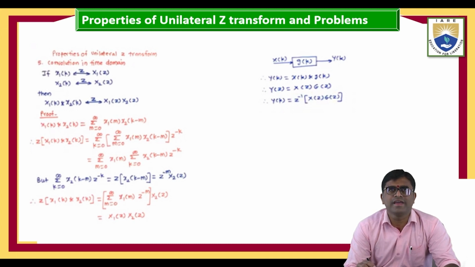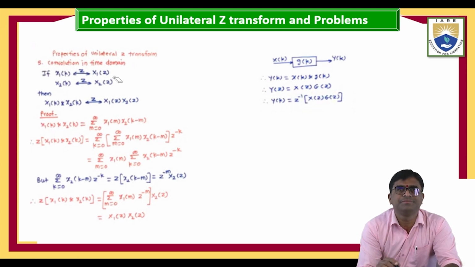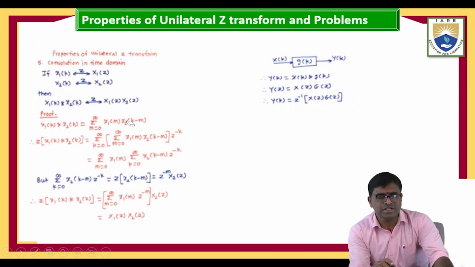In the case of time response analysis, that is time domain analysis, if you take x1 of k and apply the Z transform, it becomes x1 of z. Similarly, x2 of k becomes x2 of z. Then the convolution property shows that x1 of k convolved with x2 of k equals x1 of z into x2 of z. This is the convolution property.